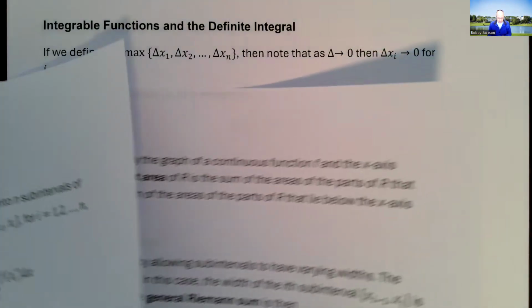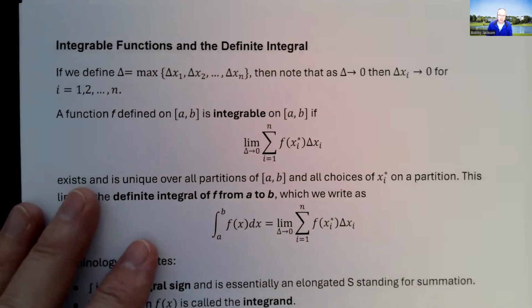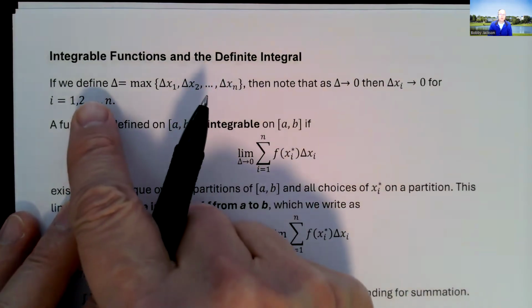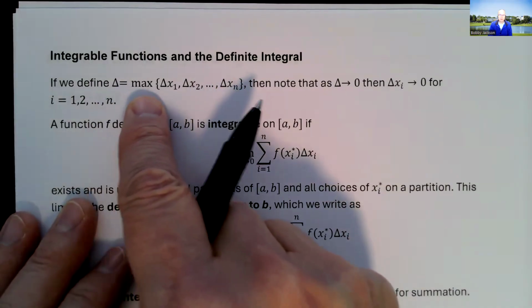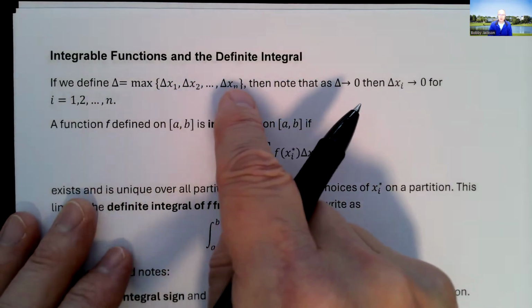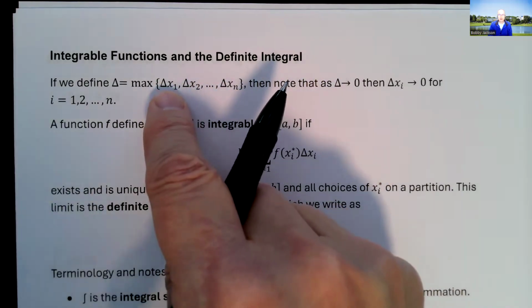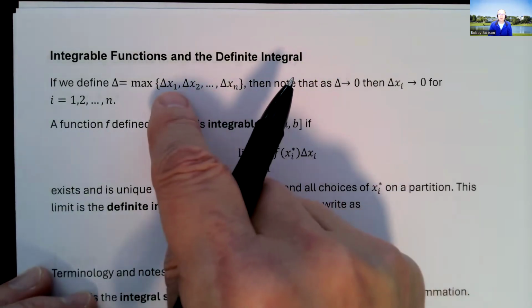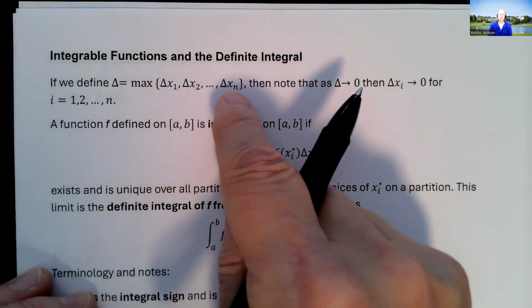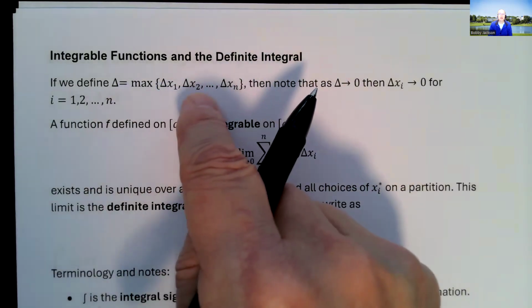Now let's define integrable functions. Easy for you to say, right? If we define delta to be the maximum of all these varying widths. Keep in mind, if we do use subintervals with equal widths, all these would be equal to one another. Delta x of 1 would be equal to delta x of 2 all the way to delta x of n, all equal. And then delta would just be the same as that width.